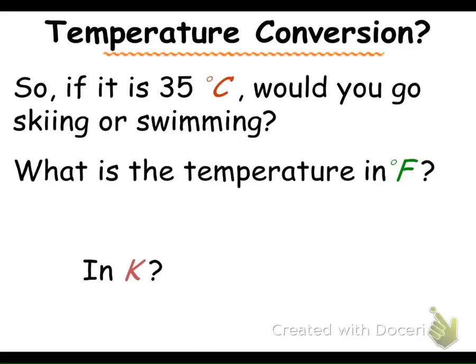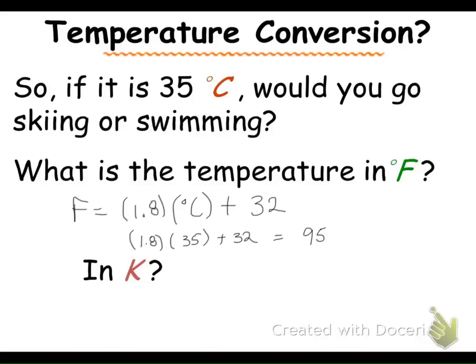So let's practice here. If it was 35 degrees Celsius, would you want to go skiing or swimming? The first thing that we want to do is identify our equation, since we're asking for the temperature in Fahrenheit. Fahrenheit would be 1.8 times degrees Celsius plus 32. When we plug in our degrees Celsius, that's 95 degrees Fahrenheit. So I definitely would want to go swimming there.